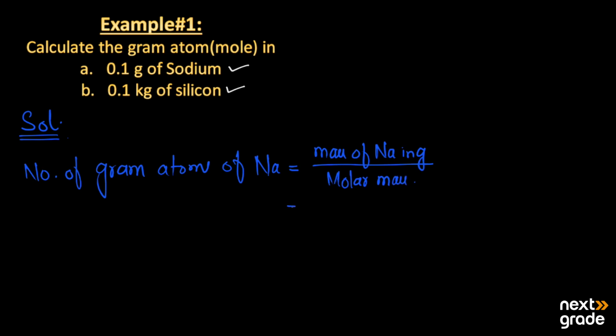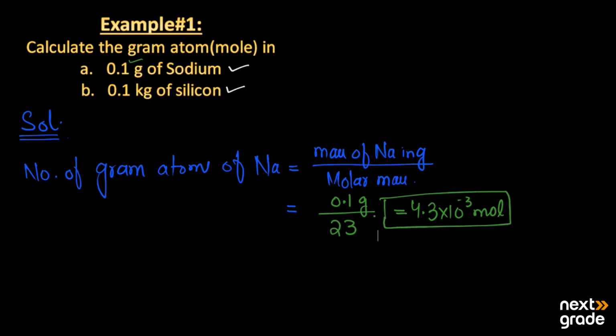Here the mass of sodium is 0.1 gram divided by the molar mass of sodium, which is 23. By calculating this, we get 4.3 × 10^-3 mole, or gram per mole. So this is the gram atoms of sodium.